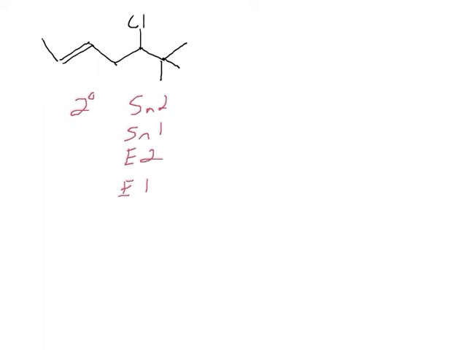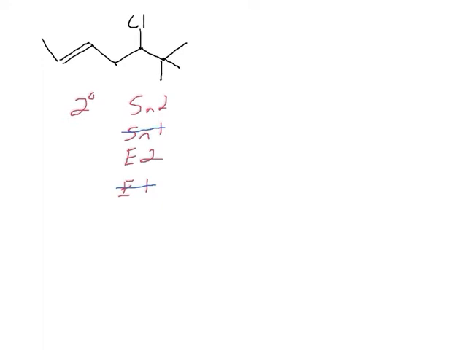E2, E1. So can we eliminate any possibilities for the secondary alkyl halide? Which ones can we eliminate? We can eliminate SN1 and E1. Why? It has to be tertiary or allylic or benzylic, and that's not the case here, right? We don't form carbocations unless they're really stable.